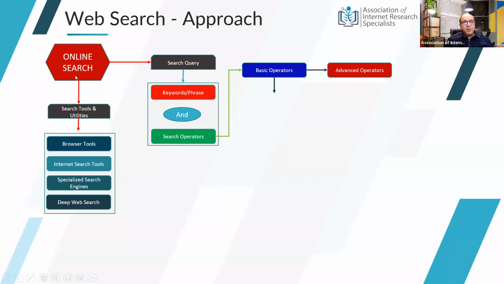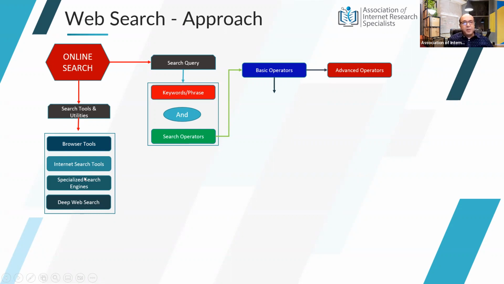This chart gives you an outline of what is required for you to become an online researcher. It's not just putting search queries together; there are other things we'll be learning along the way. Online search is split into two parts. Right now I'm explaining the search queries. The other part is search tools and utilities, which are ancillary to our main topic, the search query. We will discuss them a little bit; they are more on the assistive side.